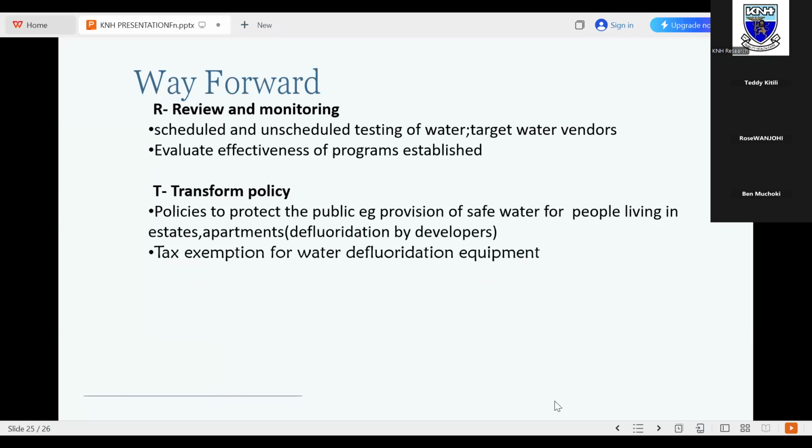Transform policy. I have talked about estates where developers are sinking boreholes right, left, and center. And even when they are warned that there is high fluoride, they end up connecting the water to the kitchens. And this is destroying our children's teeth. It is destroying our children's futures. So we really need to have policies that protect our children.